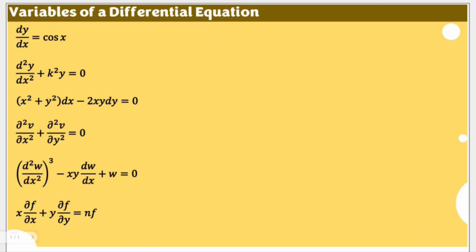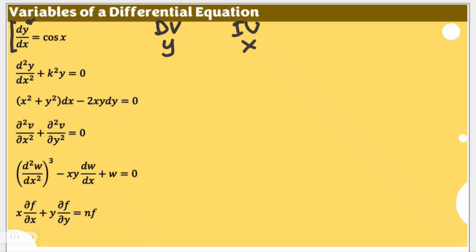So let's start with the first equation, dy over dx, or the derivative of y with respect to x, equal to cosine x. We can easily determine which is the dependent and independent variable by looking at our given expression here. Whatever variable you see in the numerator is your dependent variable. So if I may, let me label here dependent variable and independent variable. For our first equation, our dependent variable is y and our independent variable is x. So, as easy as that.